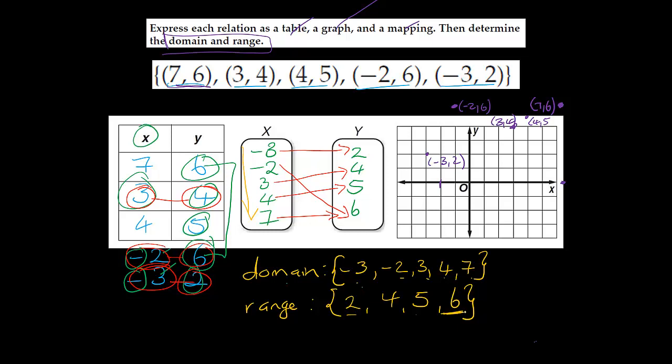If I sketch your domain and range on your graph, I will see that the smallest x value is minus 3. So there we go. Smallest x value is minus 3. And my largest x value is positive 7, which is over here off the graph. My smallest y value is positive 2, which is over there. And my largest y value is positive 6, which is over there. So basically, it tells me the area where the graph lives.